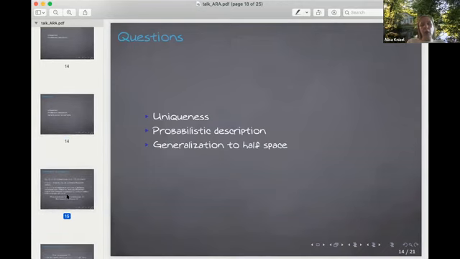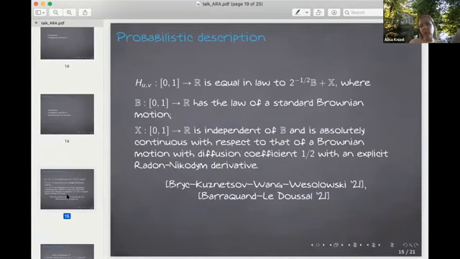And now about this probabilistic description, which recently appeared in the following works. It first appeared on the mathematical side, in the work by Bryc, Kuznetsov, Wang, and Wesolowski, and then in the physics literature for a general class of parameters U and V.